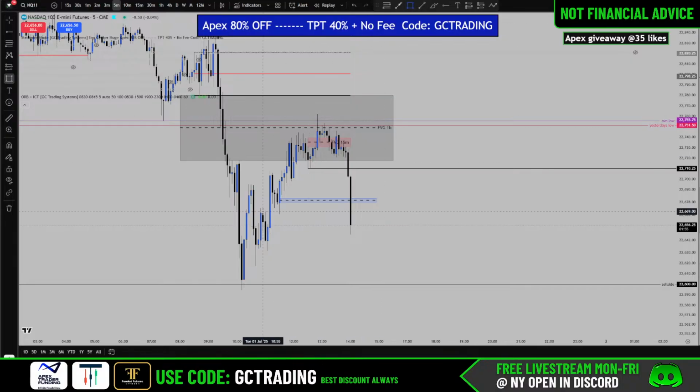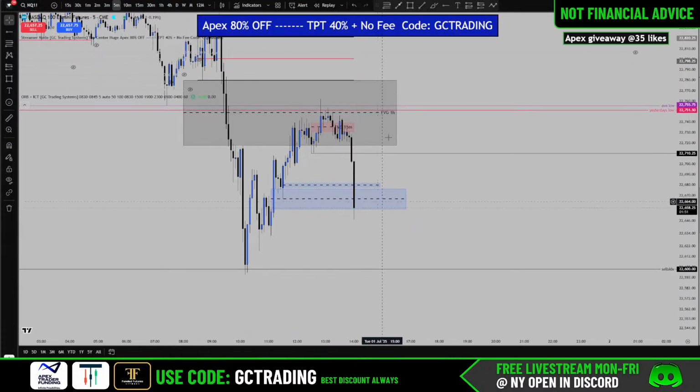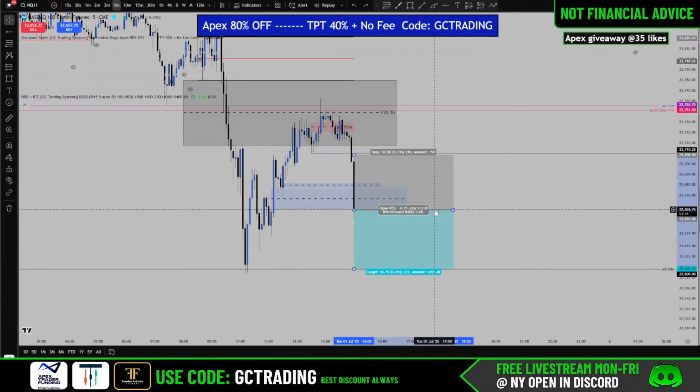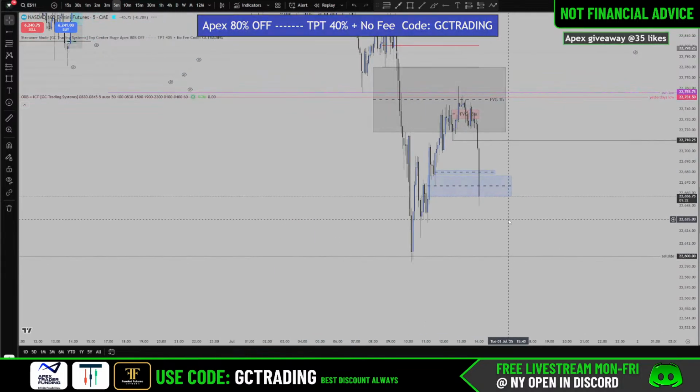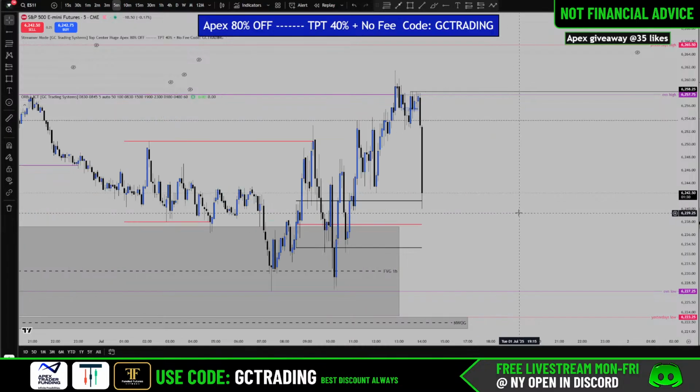We do have a 5-minute gap right here. I want to see what happens with this. If we inverse that gap, I could look to do something like this probably. If we inverse that gap, hold it, and start sucking back up, then we'll see.